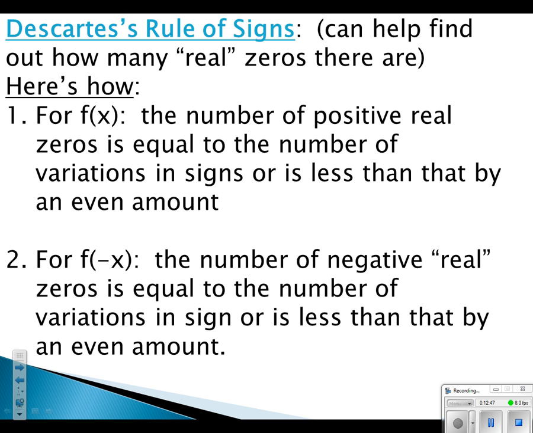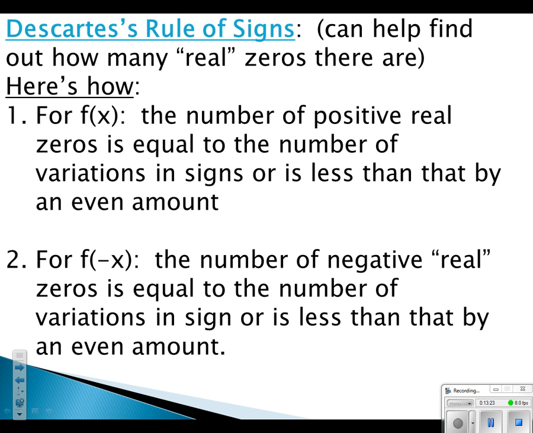Let's pretend, for example, that we found in our function that we had 3 variations in sign. That means we're either going to have 3 real zeros or 1. It's going to go down by 2s, by that even amount. If you had 5 variations in sign, so maybe we have a really big function, and it changed by 5, plus minus plus minus plus minus 5 times, you're either going to have 5 positive reals, 3 positive reals, or 1 positive real.